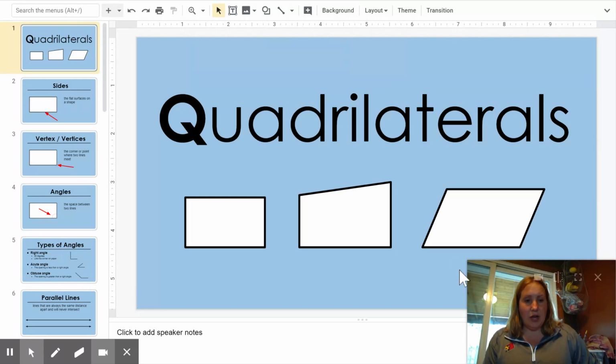So we already know quadrilaterals are polygons that have four sides. We know that the prefix quad means four. So we're going to look today at some different examples of quadrilaterals. We're going to start with a quick review of things that you should know from last week.